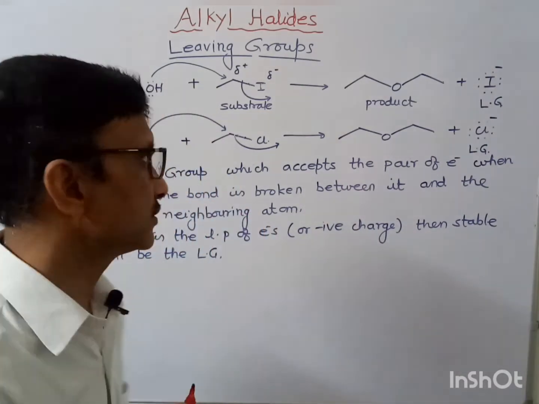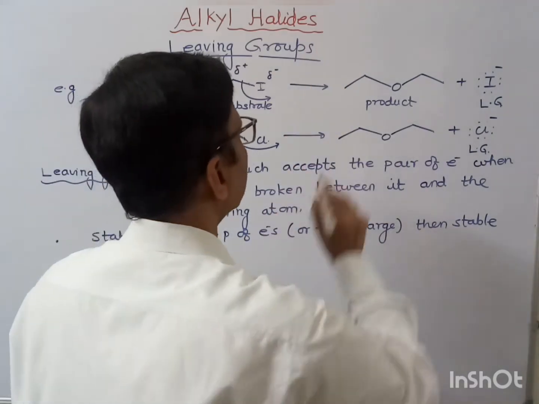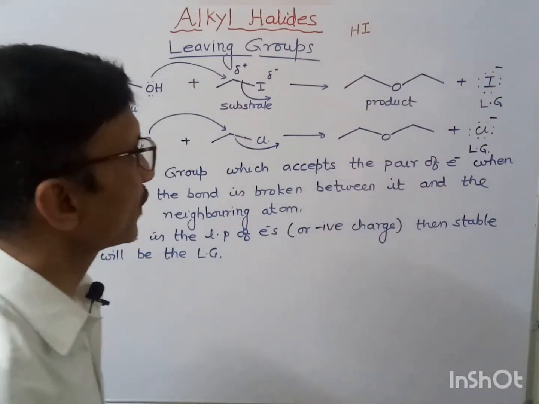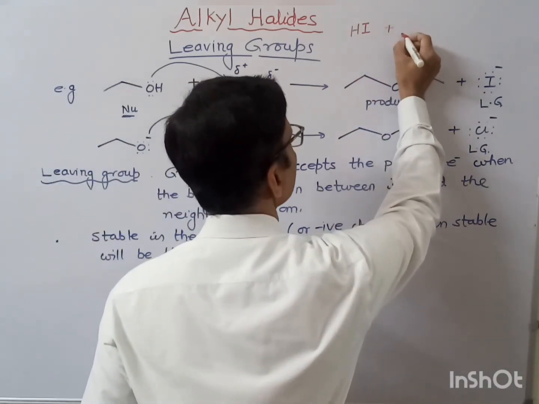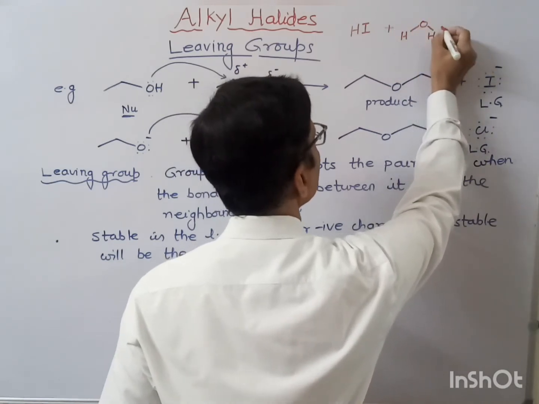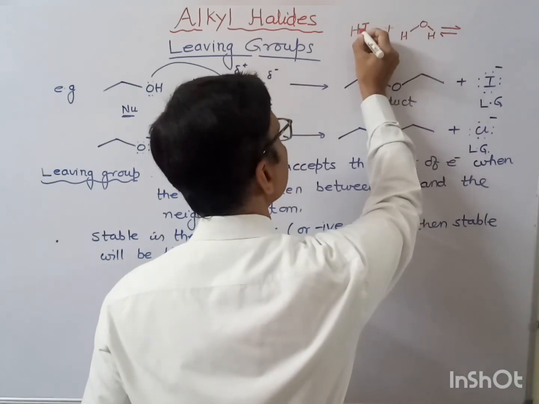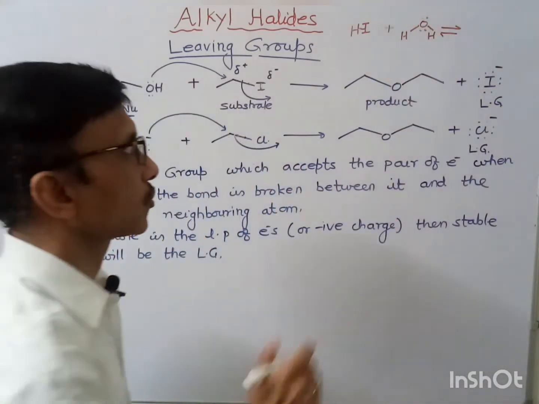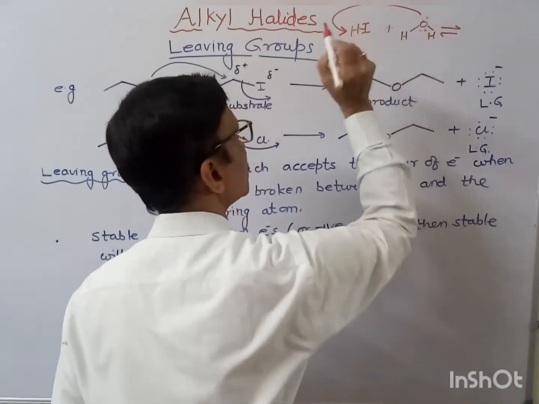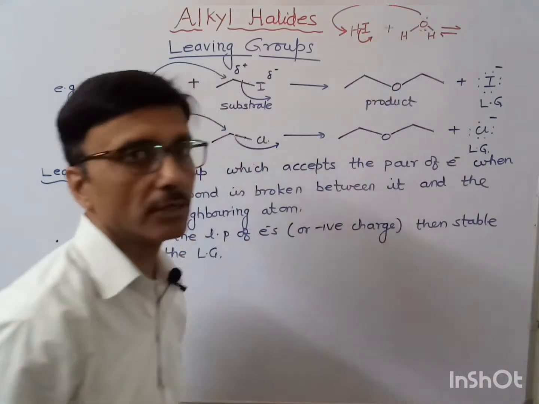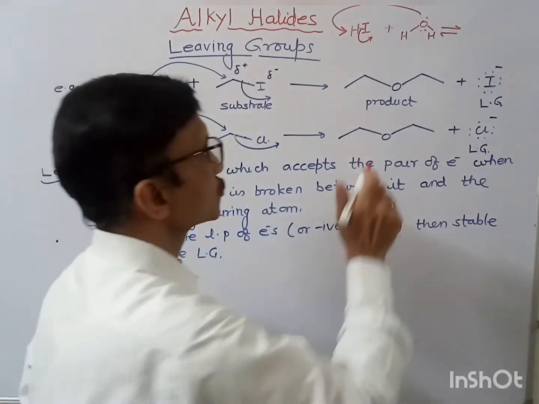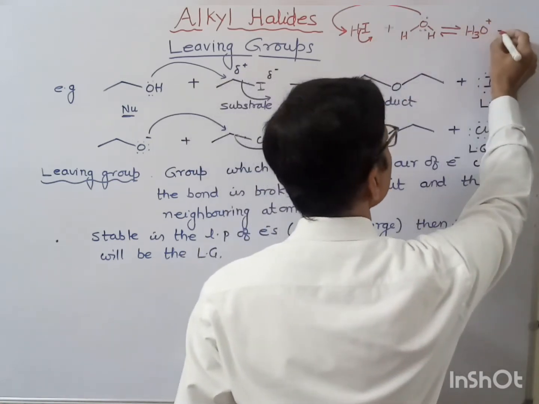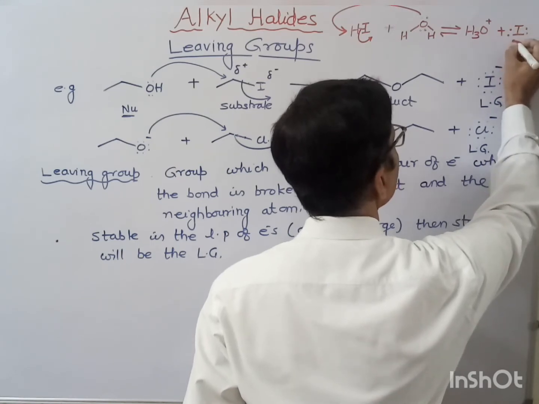Now suppose I write one of the acid-base reactions. Suppose I have hydrogen iodide and it reacts with a water molecule. What will happen? Here the iodide ion will leave, or we can say the lone pair of electrons present on this water molecule, on the oxygen atom, will abstract this H plus ion, and this iodide ion will leave with its bond pair of electrons. So this will give you H3O plus, and plus this iodide ion, which will leave out.